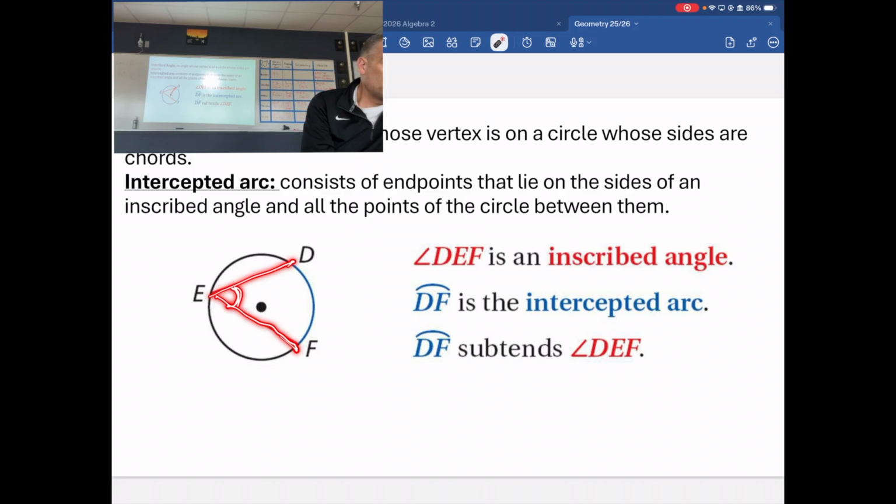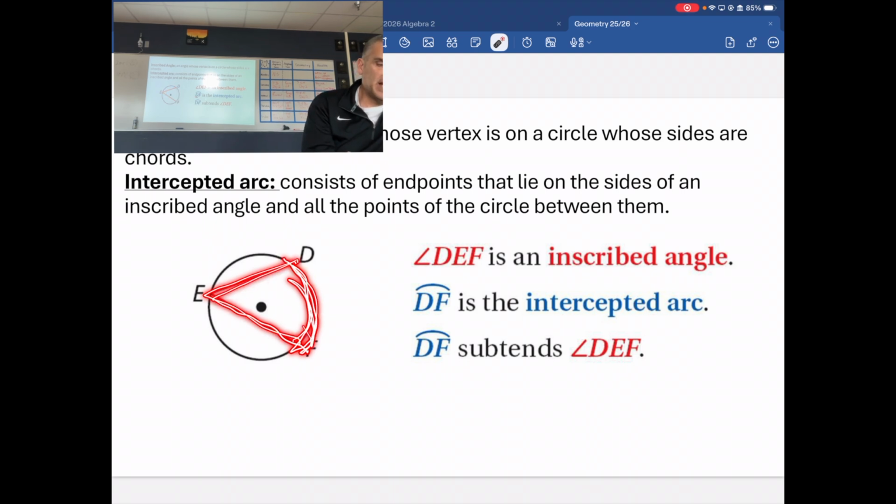It differs from that angle. Remember, that's a central angle because it's in the center of our circle. An inscribed angle is an angle whose vertex is on the circle, and it's made up of two chords. Now, the arc that it creates is called an intercepted arc. So this arc right here is the intercepted arc. We call that kind of the ice cream cone. This is the ice cream. The angle is your cone. This is the ice cream that you put on top, and that's the arc of our inscribed angle.